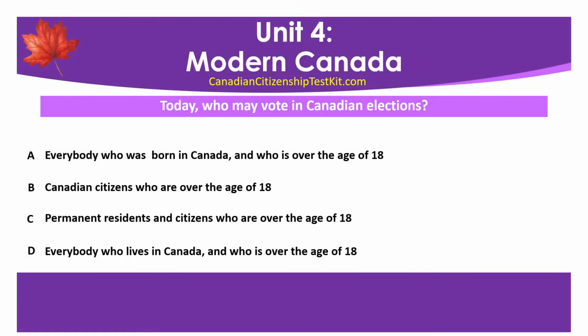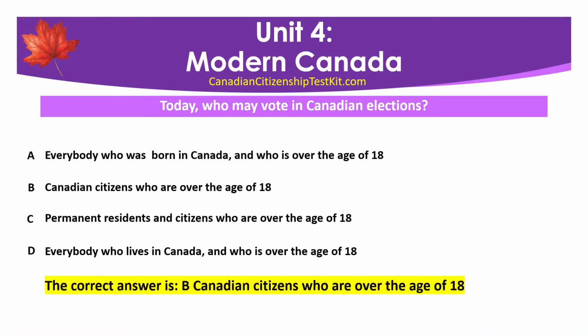Today, who may vote in Canadian elections? A. Everybody who is born in Canada and who is over the age of 18. B. Canadian citizens who are over the age of 18. C. Permanent residents and citizens who are over the age of 18. D. Everybody who lives in Canada and who is over the age of 18. The correct answer is B. Canadian citizens who are over the age of 18.